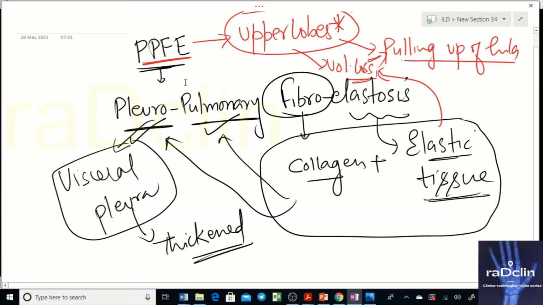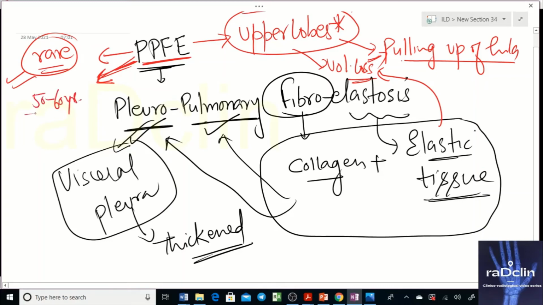Now it's a rare entity. First of all, it's a rare entity, so think twice before diagnosing it. And it's also a histopathological diagnosis. The typical patient is 50 to 60 years of age, and the typical history is that the patient has a respiratory tract infection, following which, in 50% of these patients with a respiratory tract infection history, they develop this PPFE.